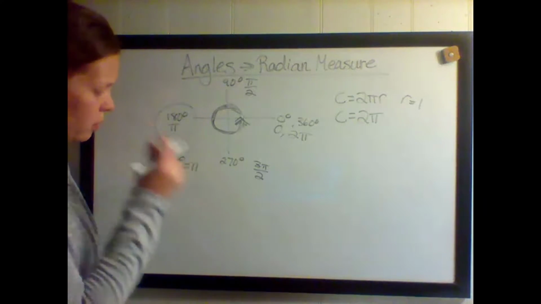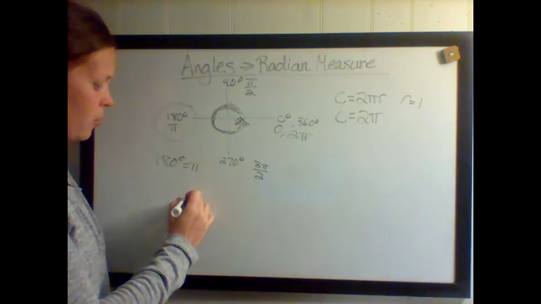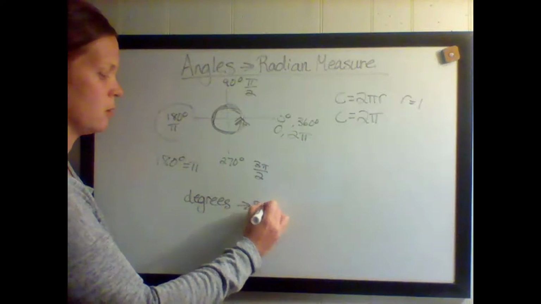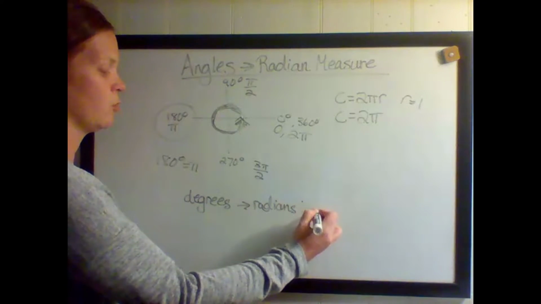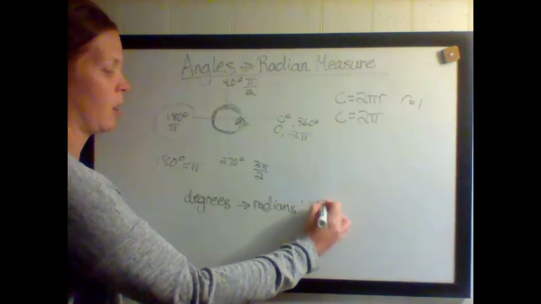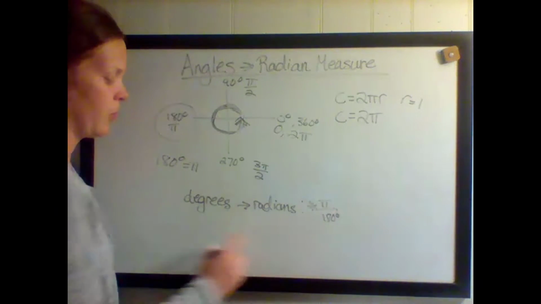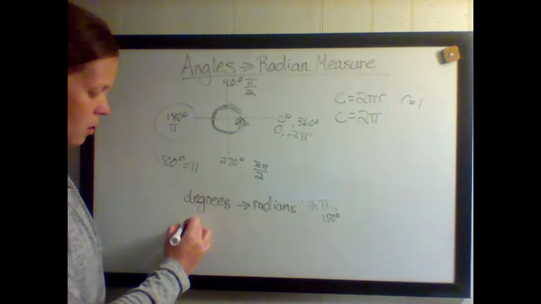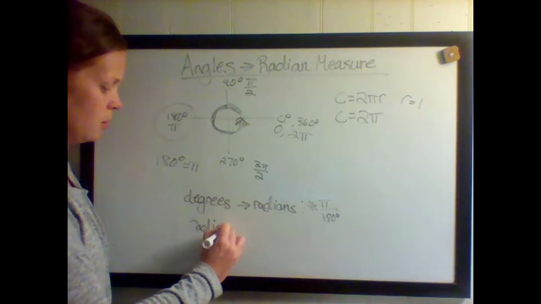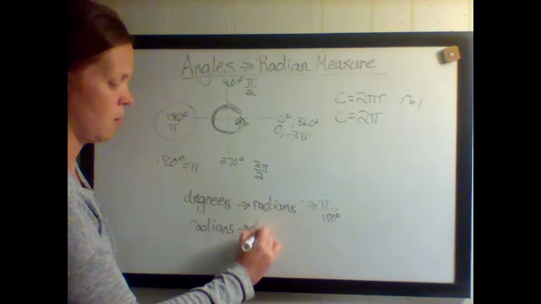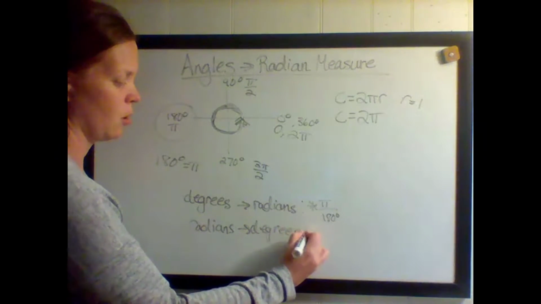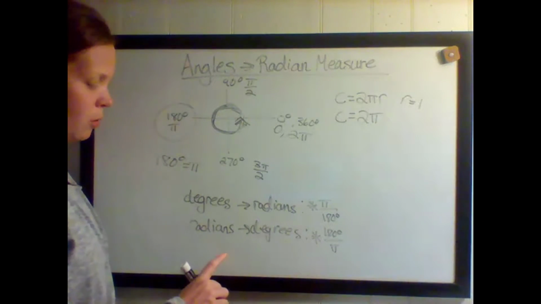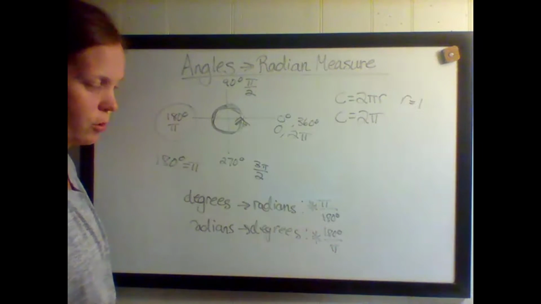Okay, so what we're going to use, like I said, is the 180 and the pi. To convert from degrees to radians, we are going to multiply by pi over 180 degrees. Think of it like we have degrees, we want to cancel out the degrees and be left with radians. And then radians to degrees, we would multiply by 180 degrees over pi, because we want to be left with our degree symbol.